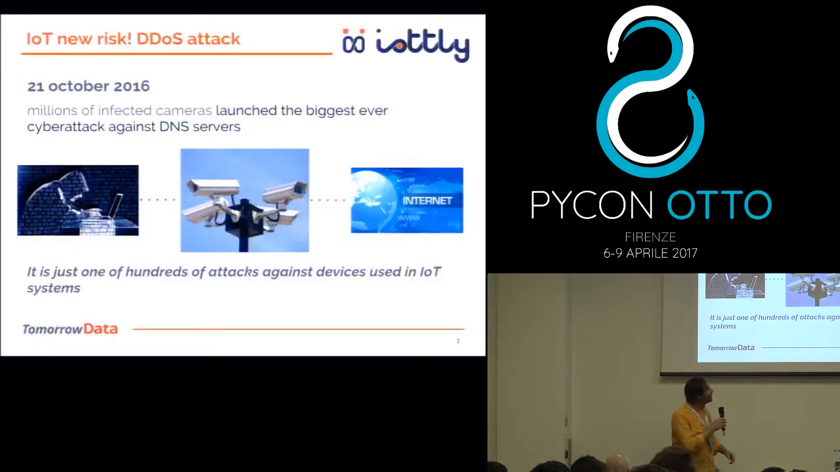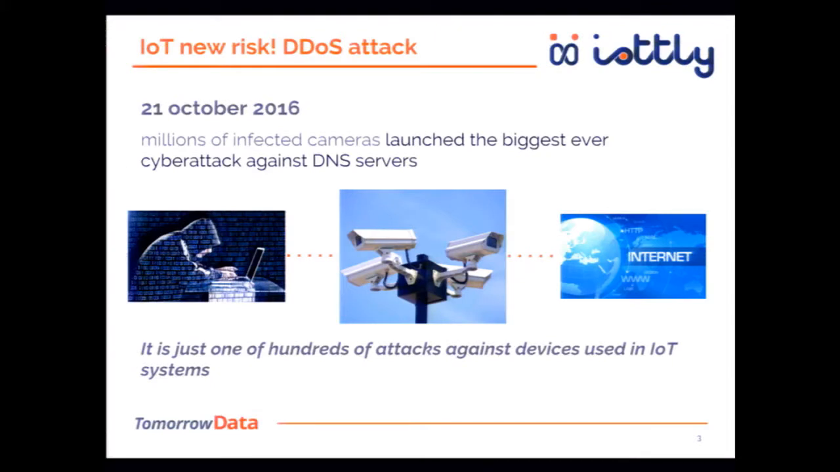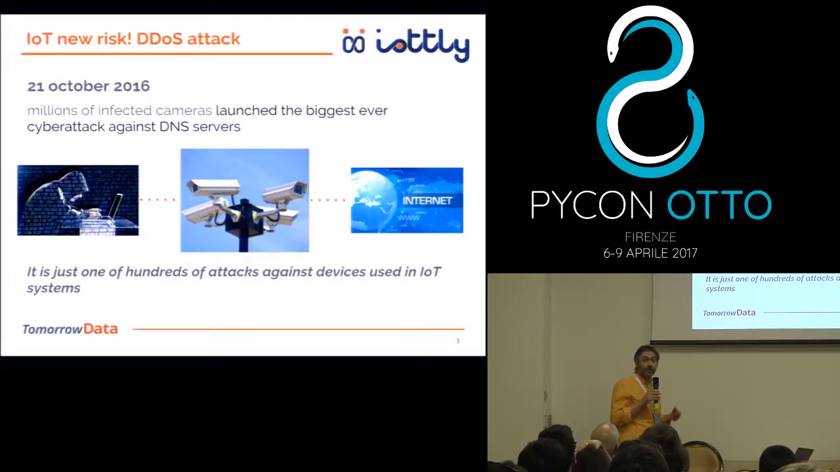So let me start with some examples. Maybe you know that on last October 21st, a big part of the internet went down for some industrial cameras that were infected for the first time, not by viruses, but by, maybe you know, the Mirai botnet. And this is just one of the hundreds of attacks to which IoT devices may be exposed.